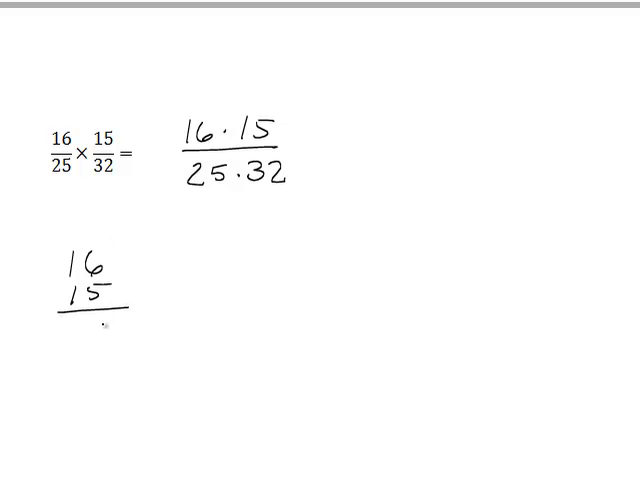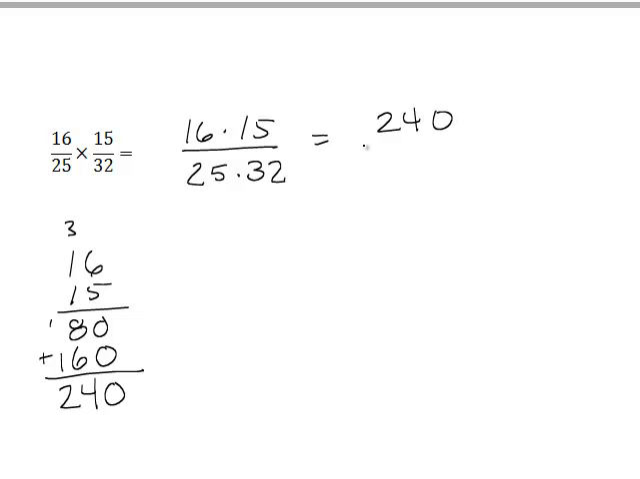16 multiplied by 15. 5 multiplied by 6 is 30. 5 multiplied by 1 plus 3 is 8, so that's 80. We put the placeholder because this is a 10, so I need a placeholder there. And then 1 multiplied by 6 is 6, and 1 multiplied by 1 is 1, so 160. We add. 8 and 6 is 14. Carry the 1. 240. So this is 240 over, we need 25 multiplied by 32.